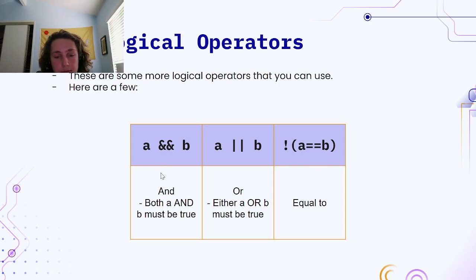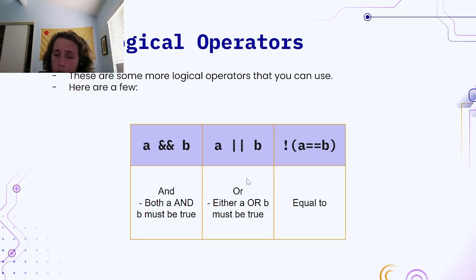So the AND operator is using double AND signs. It is double in Java for whatever reason. Single AND signs are not used, but these are double in Java. So both A and B must be true. It takes two statements, or maybe two variables, two values, and checks if they are both true. And if they are, it returns true as a whole. The whole operation returns true.